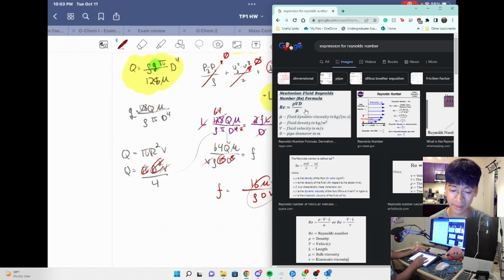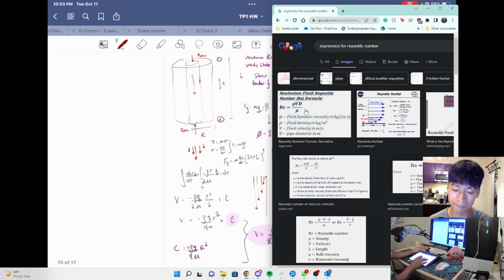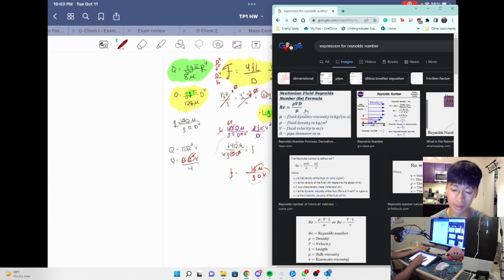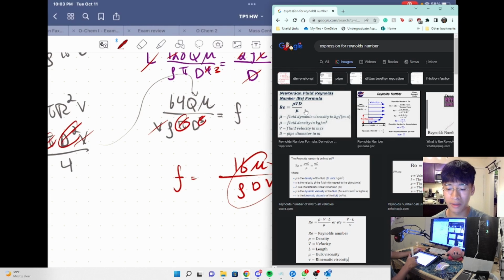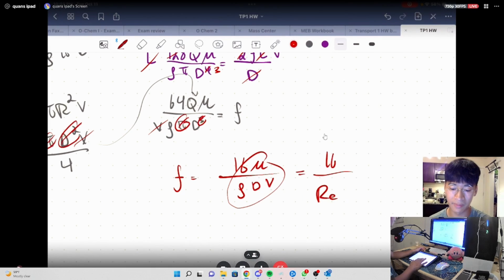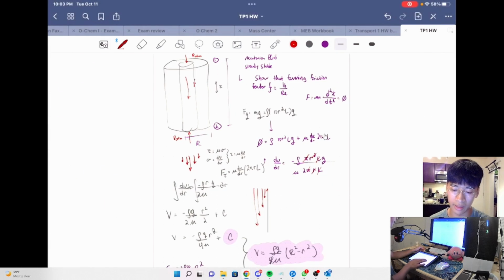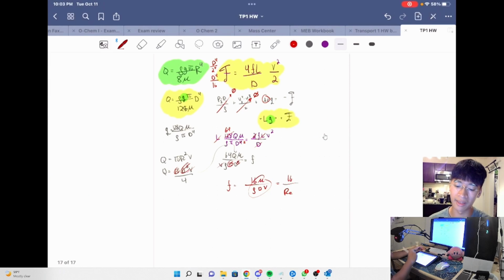And this is the three-page derivation showing, hey, the fanning friction factor equals 16 over the Reynolds number. Oh, I had that still up. This is the 3-page derivation for, hey, the fanning friction factor is equal to 16 over the Reynolds number. All right, and this will conclude the series of videos for homework 2 for transfer phenomena 1.